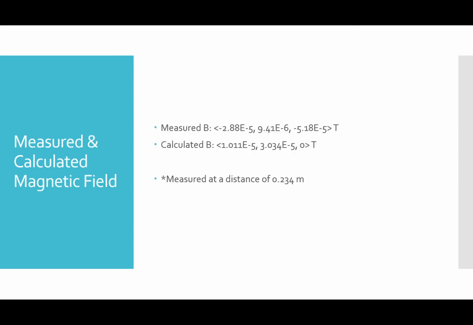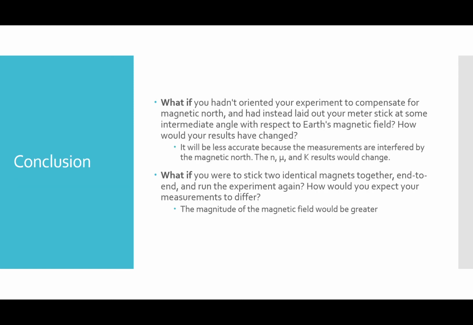Here are my measured and calculated magnetic fields. My measured B was negative 2.88 times 10 to the negative 5, 9.46 times 10 to the negative 6, and negative 5.18 times 10 to the negative 5 teslas. My calculated B from the code was 1.011 times 10 to the negative 5, 3.034 times 10 to the negative 5, and then 0 teslas. These were measured at a distance of 0.234 meters.